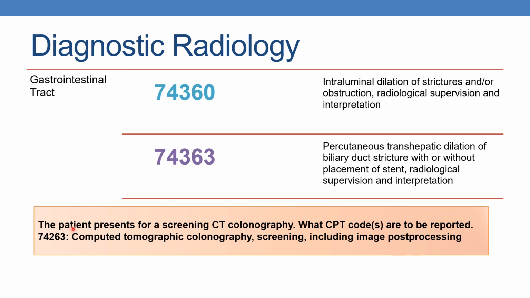Let us look at an example. The patient presents for screening CT colonography. What CPT is to be reported? The appropriate CPT is 74263, which is nothing but CT colonography screening, including image post processing. By this, we complete the gastrointestinal radiology course for GI tract.